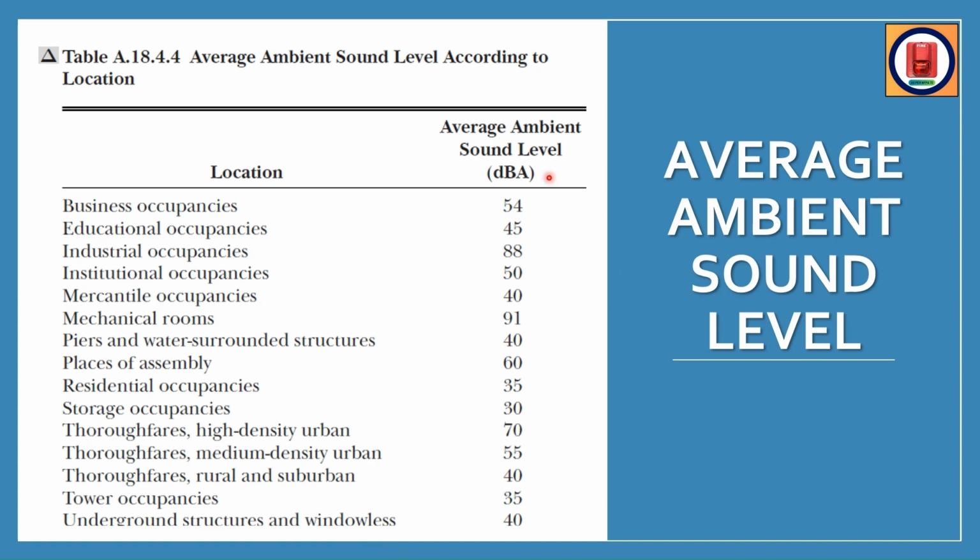NFPA 72 provides a table showing the average ambient sound levels based on the location, which helps in selecting the appropriate horn dBA. For example, the average ambient sound level for business occupancy is 54 dBA as per NFPA 72, while for educational occupancy it is 45 dBA. We can see similar values for other locations in this table on your screen.